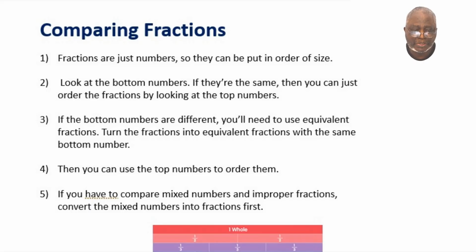3. If the bottom numbers are different, you'll need to use equivalent fractions. Turn the fractions into equivalent fractions with the same bottom number. You know how to do that now. Then you can use the top numbers to order them. And the final point, if you have to compare mixed numbers and improper fractions, convert the mixed numbers into fractions first. You multiply the denominator by the whole number, and then you add the top number, which is the numerator.